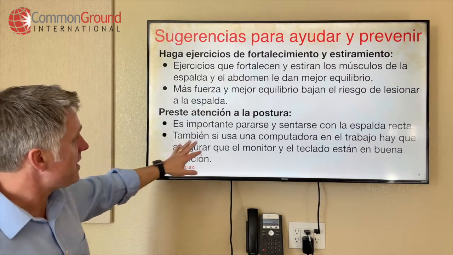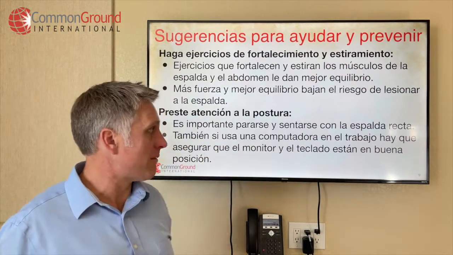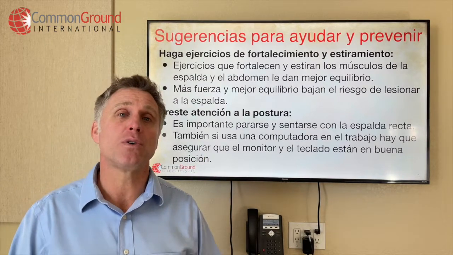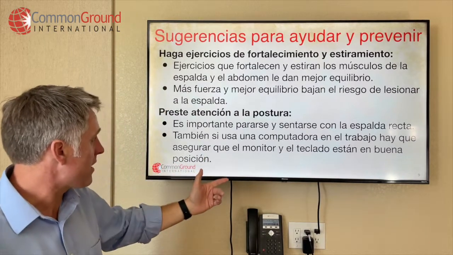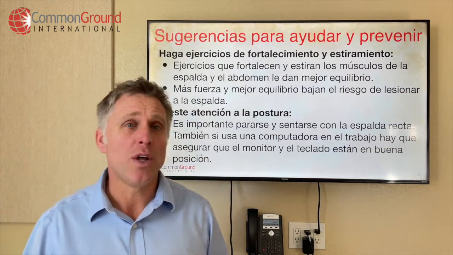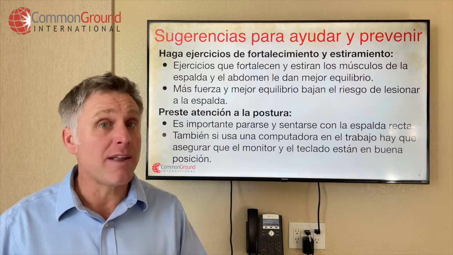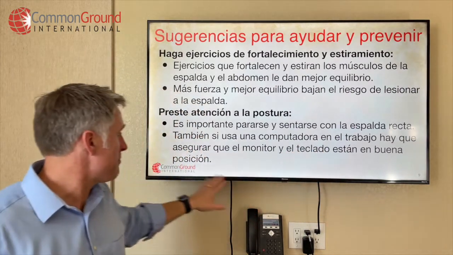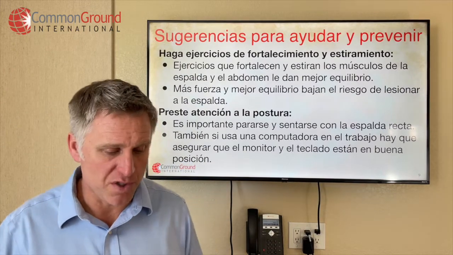También, si usa una computadora en el trabajo, hay que asegurar que el monitor y el teclado están en buena posición. Also, if you use a computer at work, you need to make sure that the monitor and the keyboard, el monitor y el teclado, están en buena posición. They're in a good position.